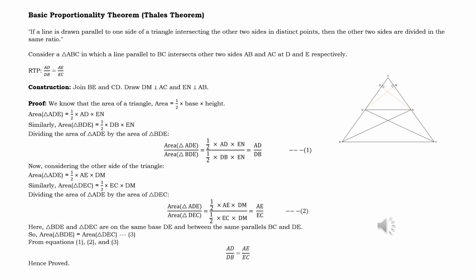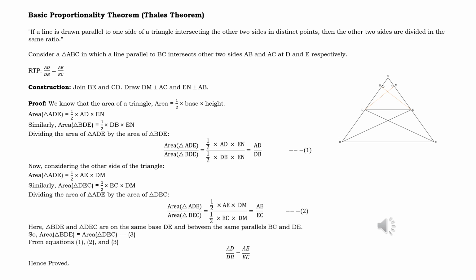The key insight. Now we consider the triangles BDE and DEC. These two triangles are positioned on the same base, which is the line segment DE, and they are located between the same parallel lines, DE and BC. Because they share the same base and are between the same parallel lines, these two triangles have the exact same area.